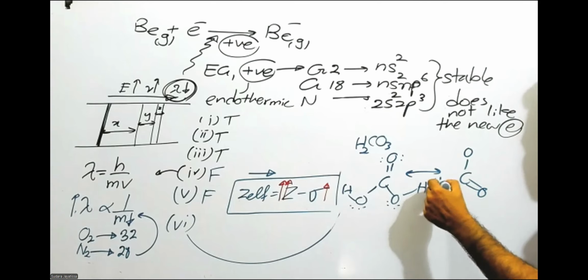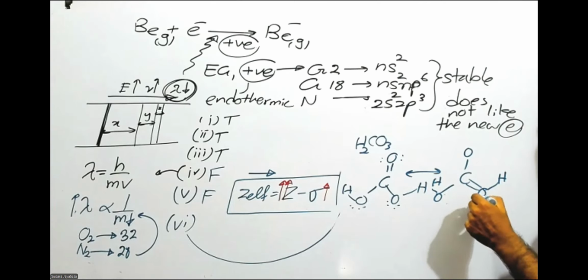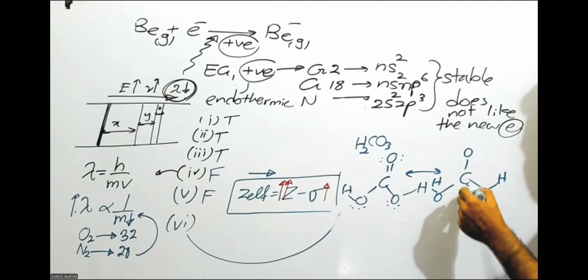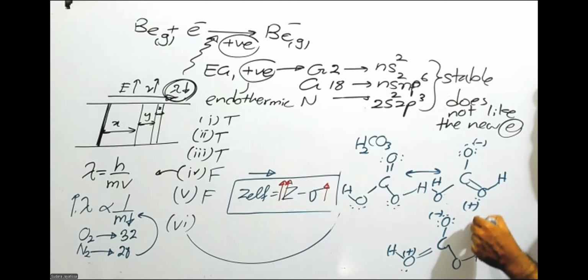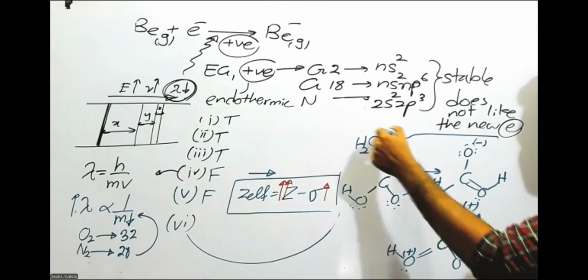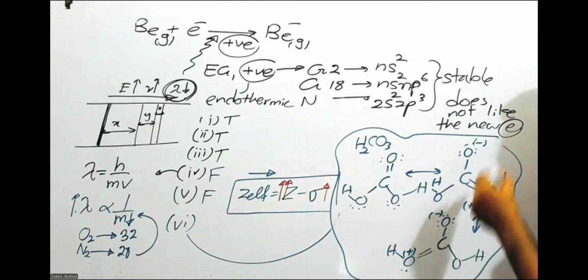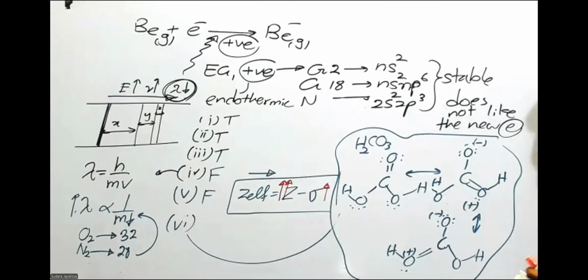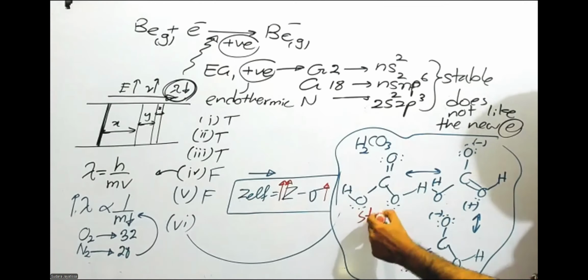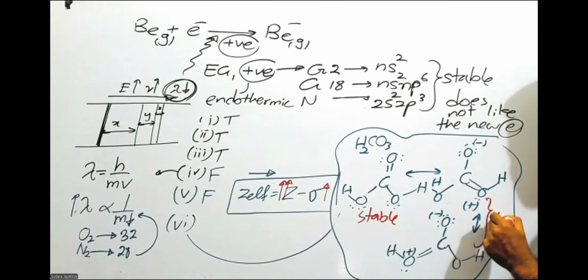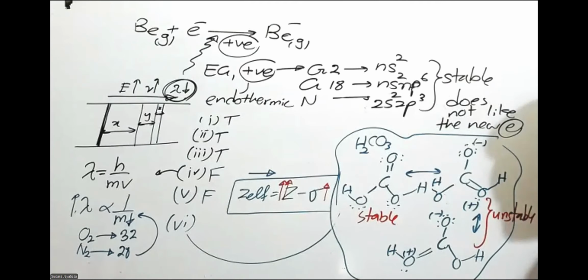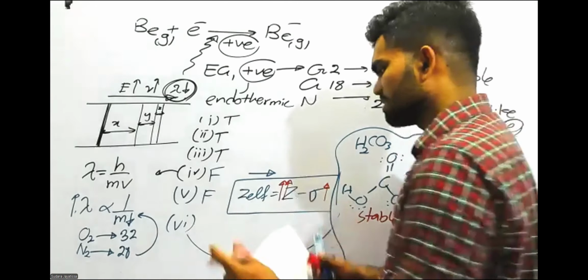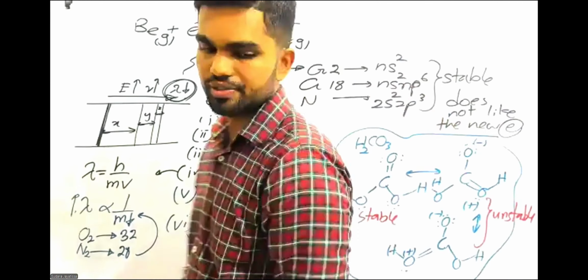That's how we decide. When you draw resonance structures, this is going to be unstable. This is also unstable. You can see our H2CO3 is a resonance hybrid of these three structures. But the thing is, this one is a stable one, and these two are really unstable. Because of that, even though you can see that the pi bond is exchanging, you can't say the bond lengths are equal. Bond lengths are going to be different. So this is also false.